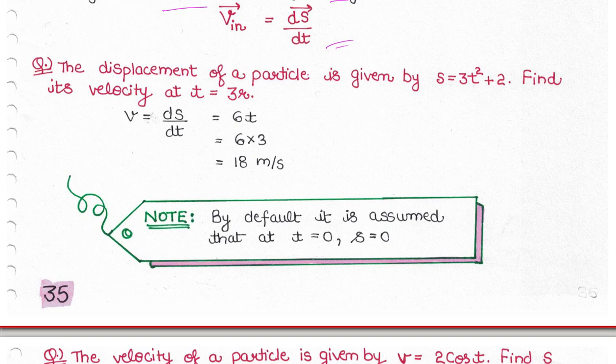Now the displacement of a particle is given by s = 3t² + 2, then find its velocity at t = 3. Okay, so v = ds/dt, so ds/dt = 6t, and at t = 3, you can write 18 meter per second is the velocity of the particle. Note, by default it is assumed that at t = 0, s = 0.